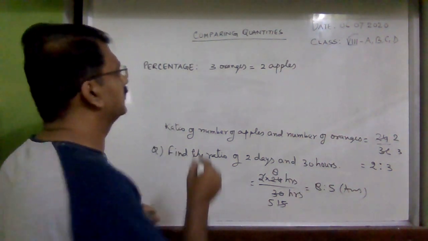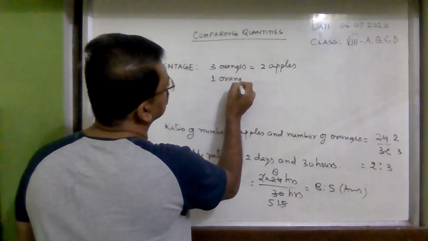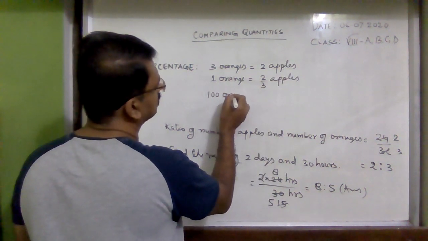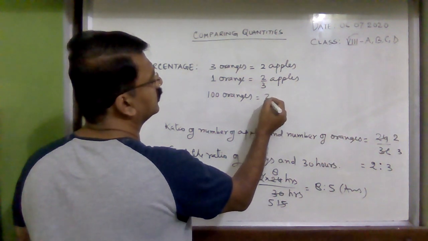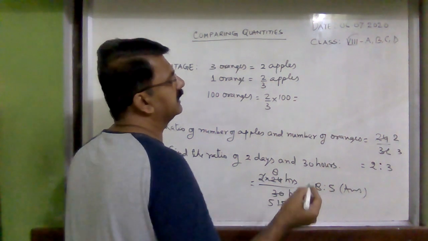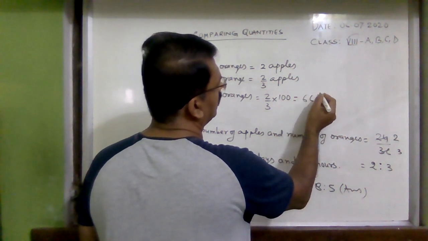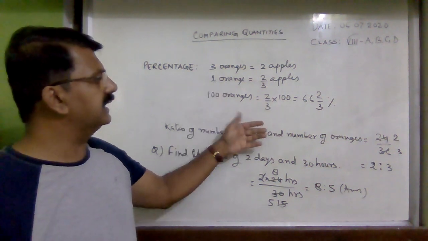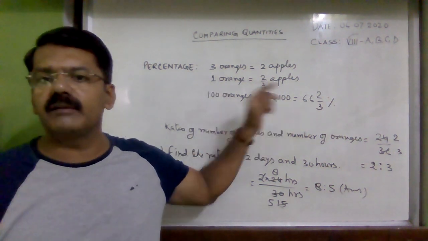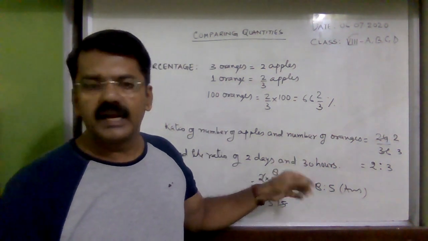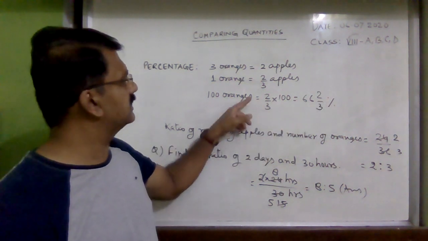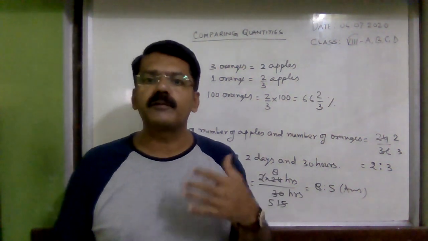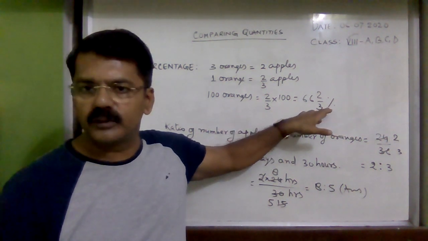So now we are going to apply the unitary method. 1 orange means 2 by 3 apples. So 100 oranges means 2 by 3 into 100, that is 200 by 3. 200 by 3 means 66 whole 2 by 3%. Now it becomes percent. To find the percentage, always remember you have to multiply the given ratio or the given fraction by 100, and then you can put the percentage sign. Simply, it was 2 by 3 and we have just multiplied by 100. So to convert a ratio into percent, we multiply it by 100, and then we put the percent sign.